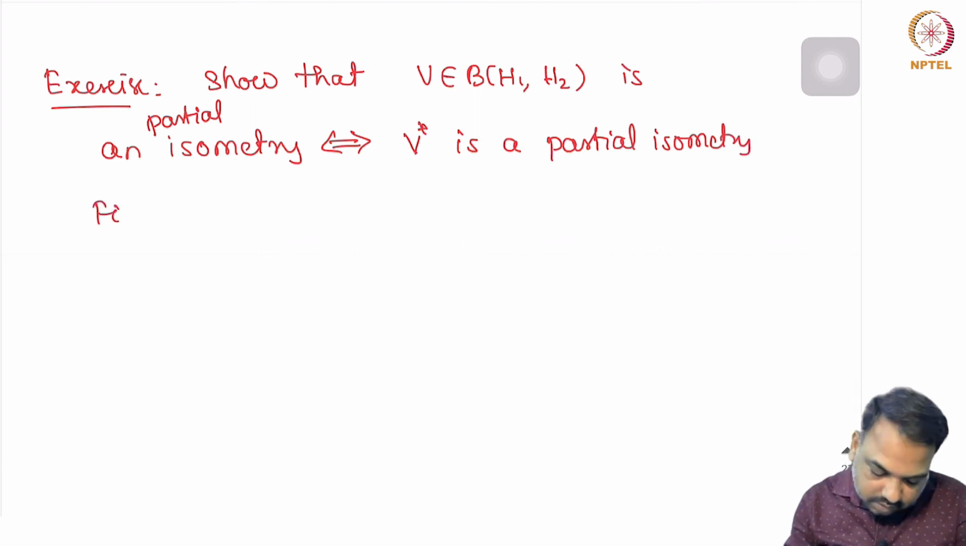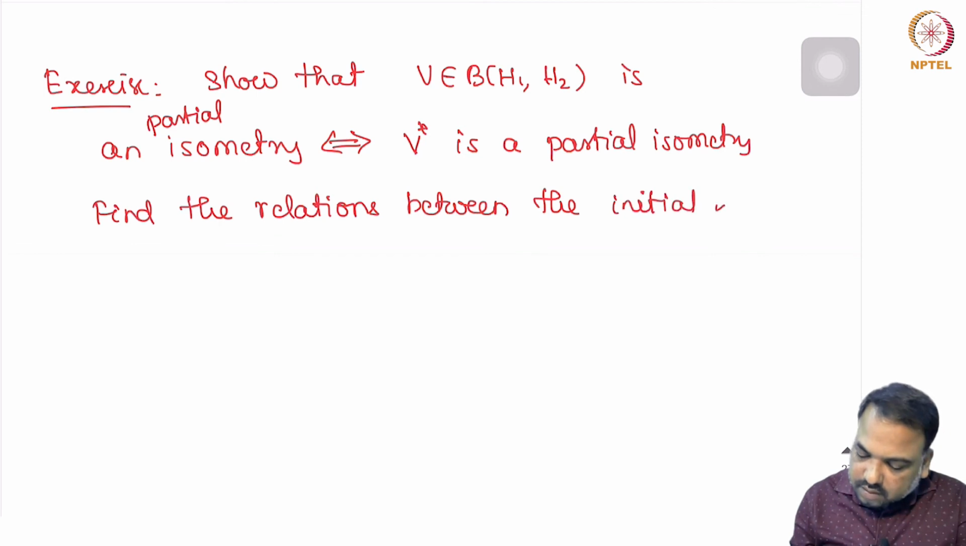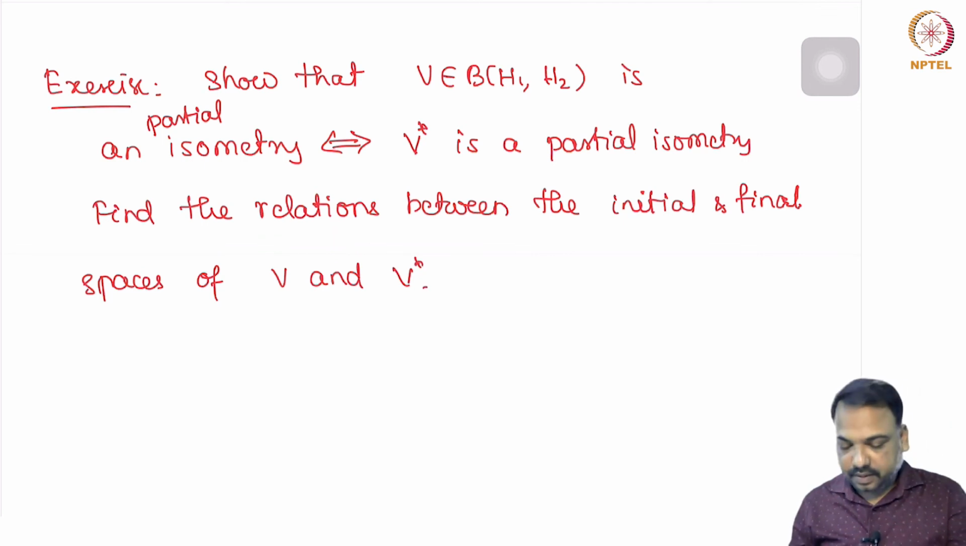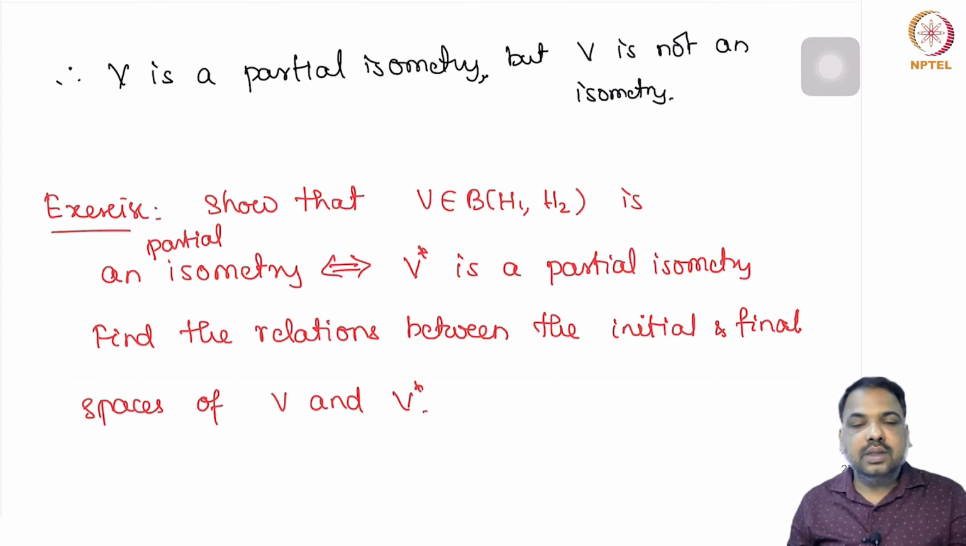So find the relation between the initial and final spaces of V and V star. Okay, so we are going to use this concept of partial isometry at a later stage to analyze an operator in a better way. So that we will be looking at a later stage.